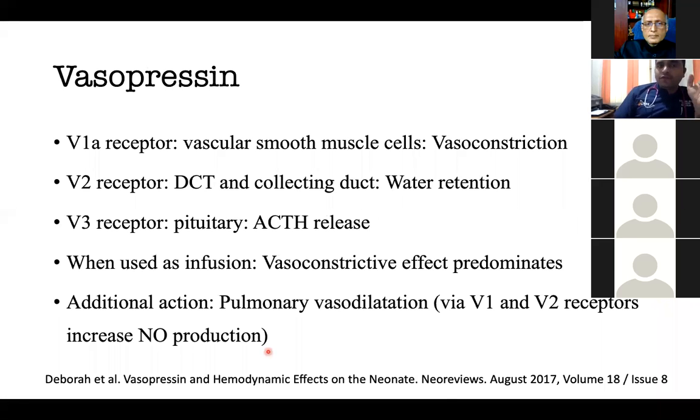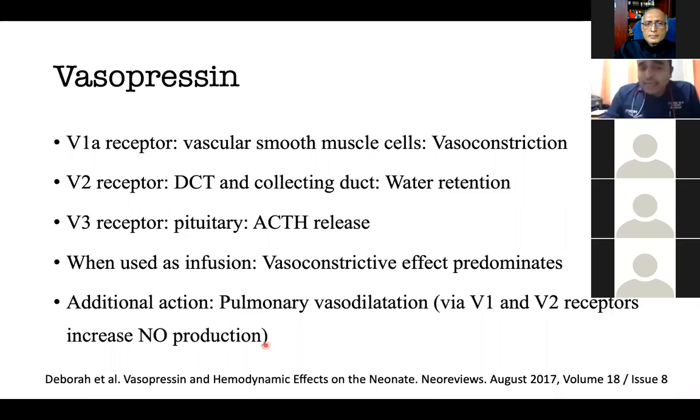Vasopressin, again, you have V1A receptors, V2 receptors and V3. V2 and V3 are not concerned for us in case of shock. The receptor which is concerned for us is the V1A receptor, which is present in your vascular smooth muscle, which causes vasoconstriction. And when it is used as an infusion, the vasoconstriction effect predominates.